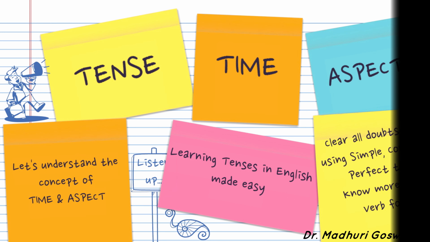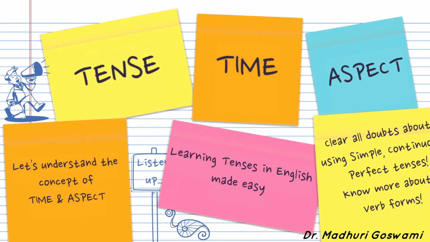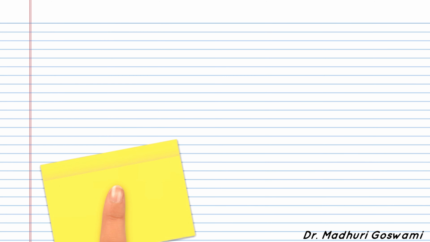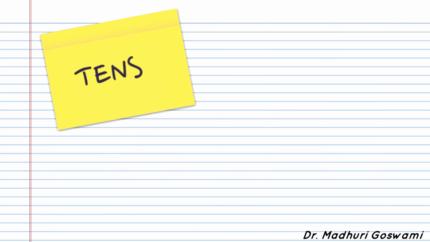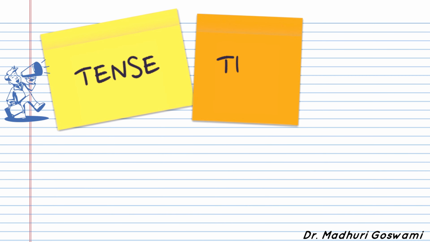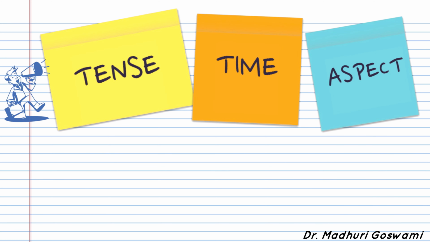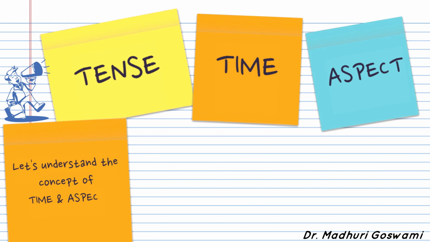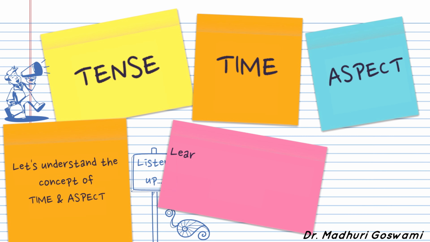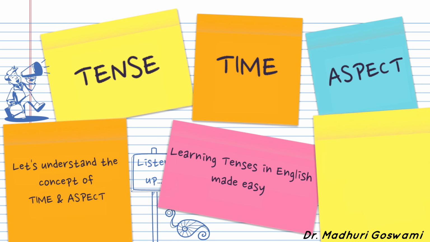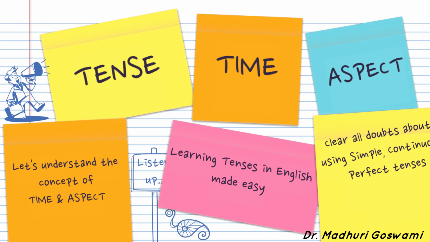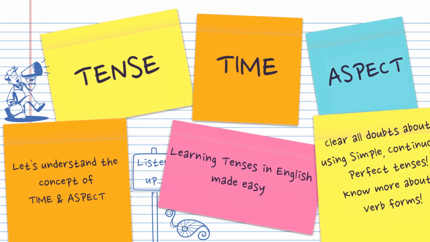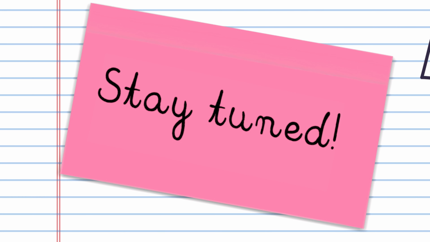Before we get into the lesson, let's have an overview of it so that you know what you're dealing with. In this lesson, you'll know about tense, time, and aspect in English grammar. The understanding of the concept of time and aspect in the context of tenses in English will make it easier for you to learn all the tenses in English. At the same time, it will clear all your doubts if you are confused about the use of simple, continuous or perfect tenses, or if you want to know how many verb forms there are in English. So, stay tuned to learn English tenses in an interesting way.